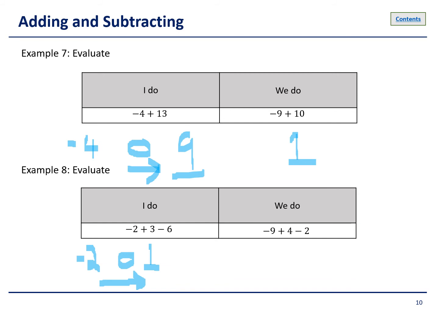Now it's asking us to subtract 6, so we're going to end up going back down the number line the other way into the minuses again, into the negative numbers. So from 1 we need to subtract 6, and that's going to get us to -5. Okay, pause the video, have a go at the we do. The answer this time was -7. Well done if you got that right.